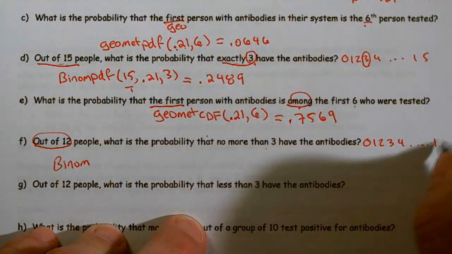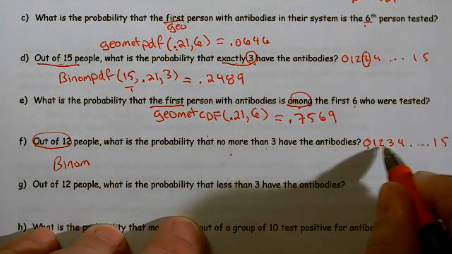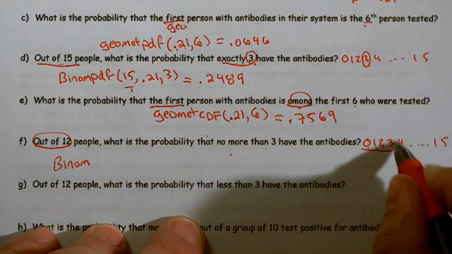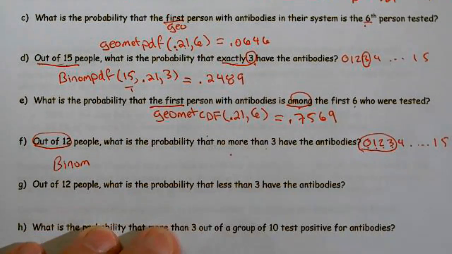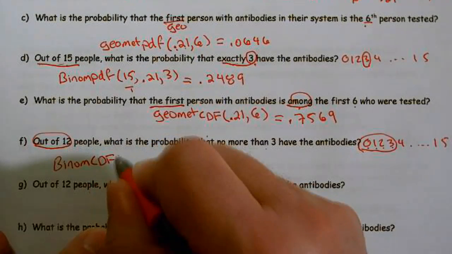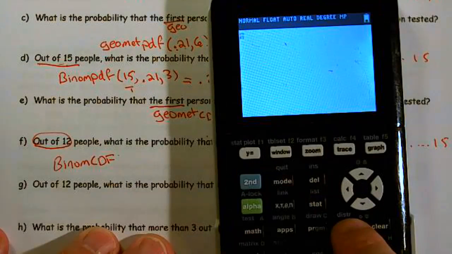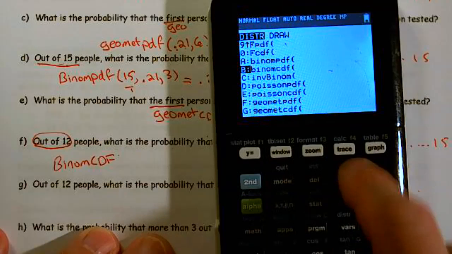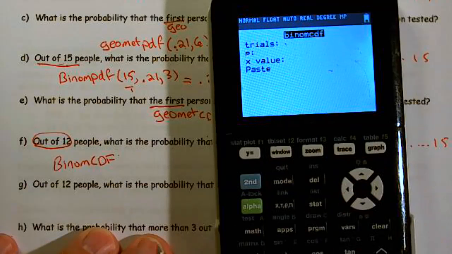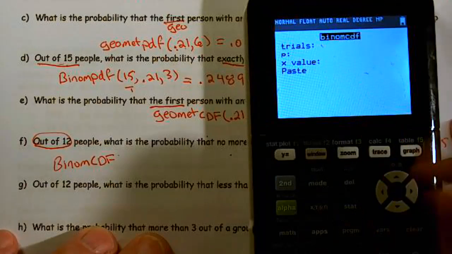all the way to 15. No more than 3 means it could be 0, 1, 2, or 3. I'm circling multiple values, so this makes this a CDF. So let's see what the calculator asked for. So second vars, binomial, CDF. It asks for my trials, it asks for my probability, and asks for my X.